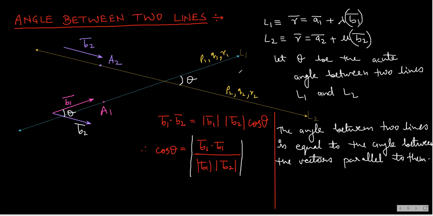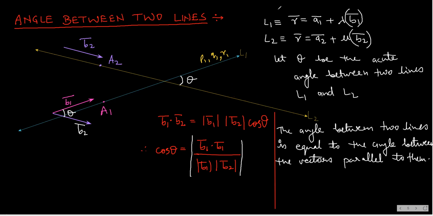What will I do first? Nothing else is given. It's a new thing I'm teaching you. I'm only given the DRS of L1 and the DRS of L2. First, with the help of these DRS, I will write a vector parallel to L1, and a vector parallel to L2. Once I get these vectors parallel to L1 and L2, I will use the formula that I just taught you.